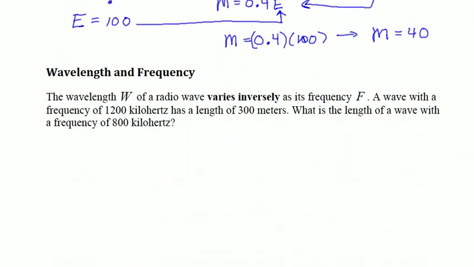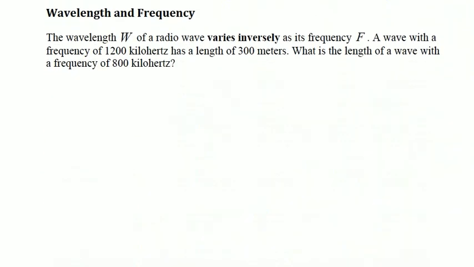Going down to the next problem, this is of a fairly similar nature, but not exactly the same. We're told that wavelength and frequency are inversely related, that W varies inversely as F. So the first thing we want to do is set up our relationship. W is equal to some constant of proportionality K divided by F. Remember, inversely means that we divide instead of multiplying.